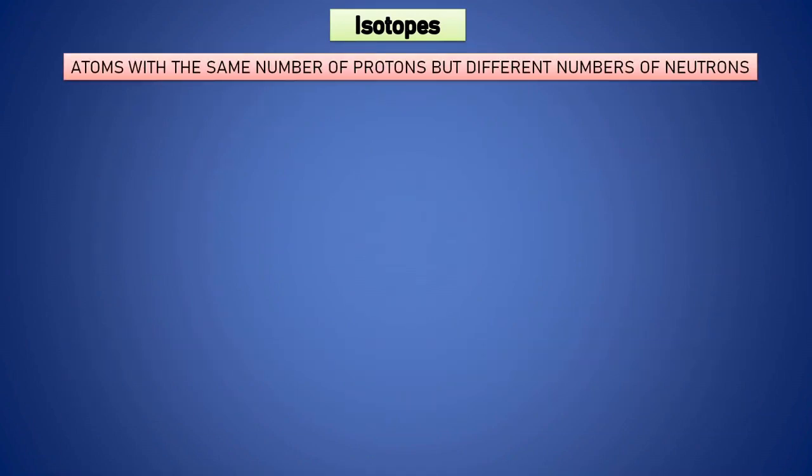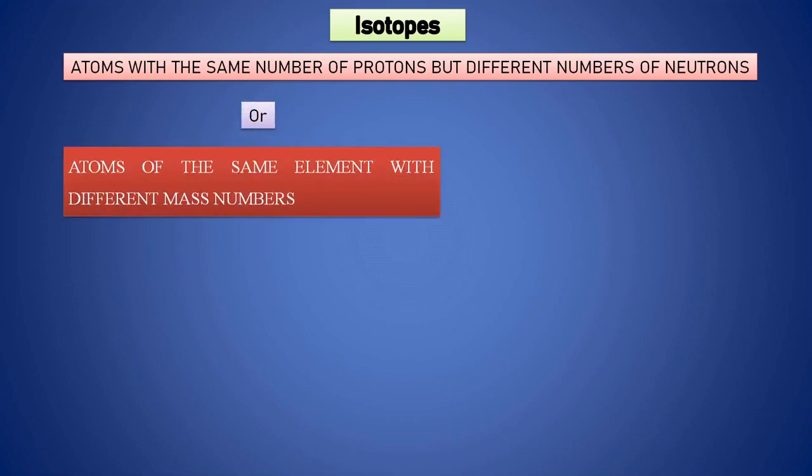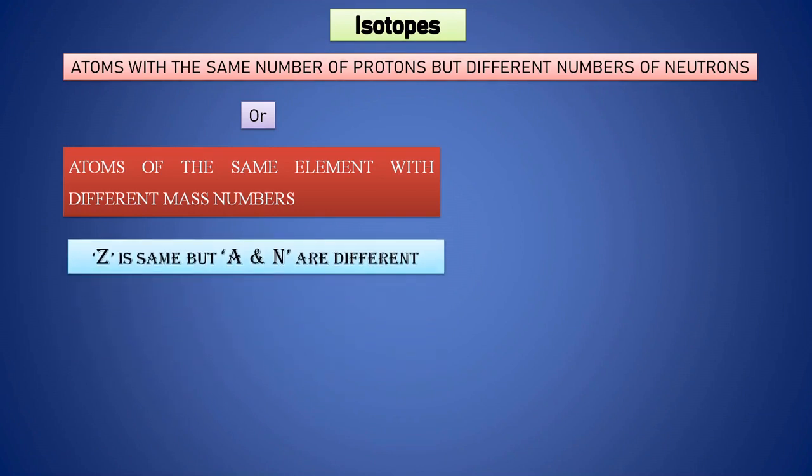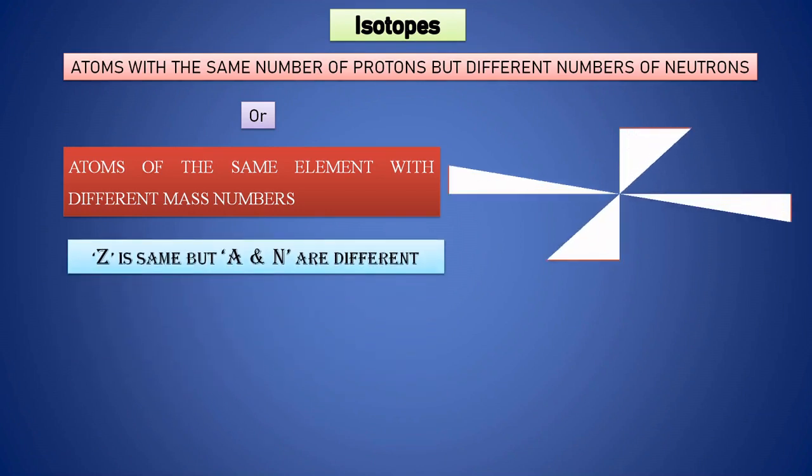Then isotopes. What are isotopes? Isotopes are atoms with the same number of protons but different neutron numbers. So isotopes are isoforms of the same atom, containing the same atomic number but different neutron numbers. Or in other words, atoms of the same element with different mass numbers. That means Z is the same for all atoms, but mass numbers and neutron numbers are different.